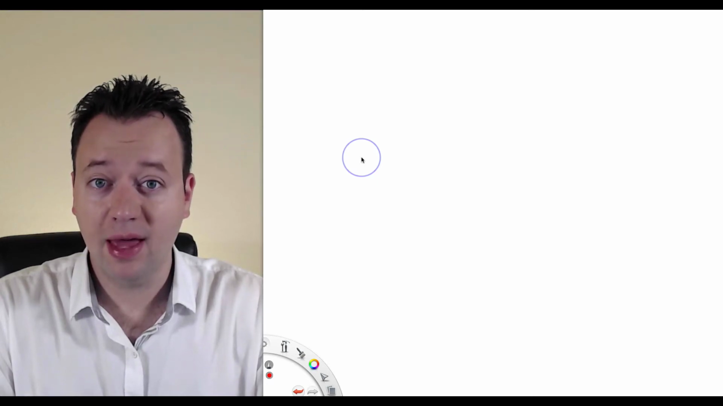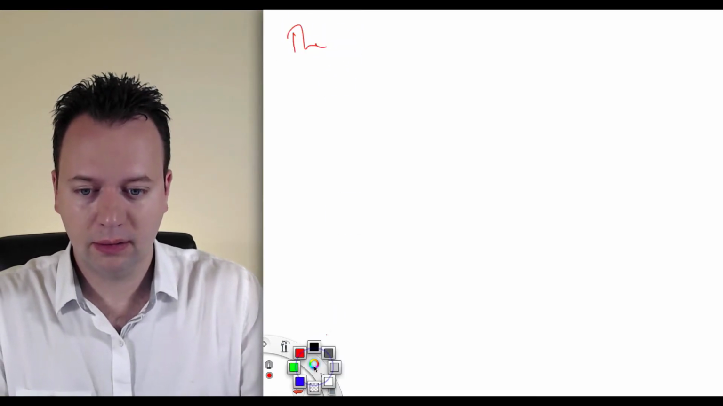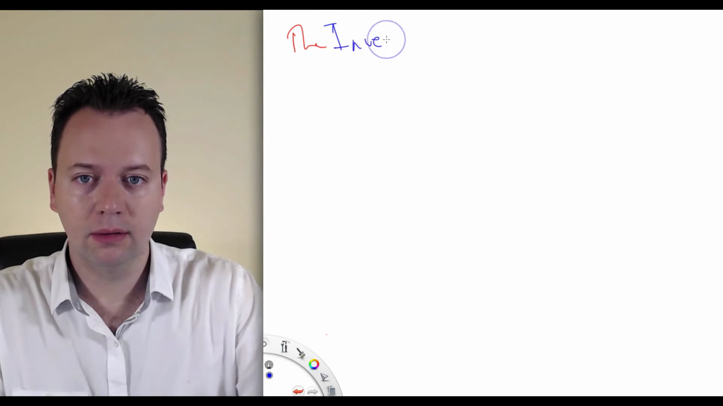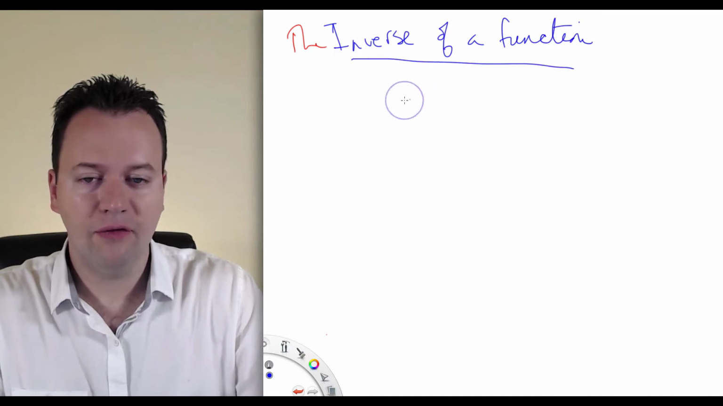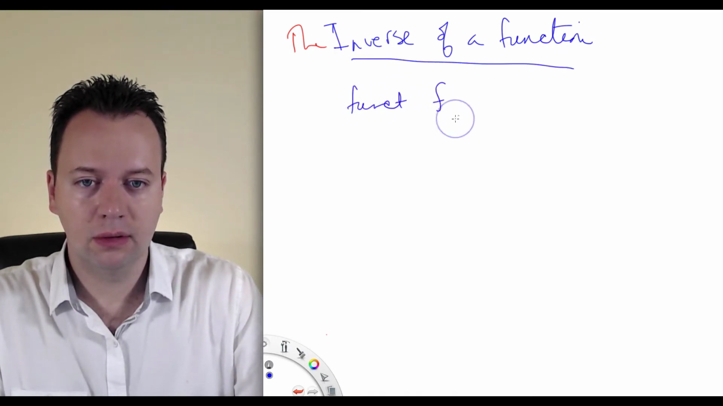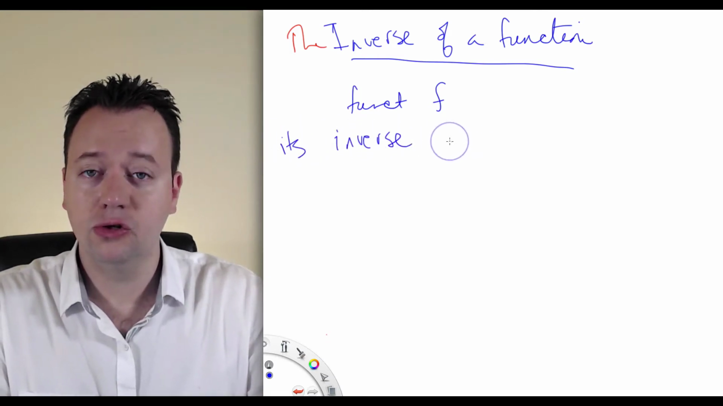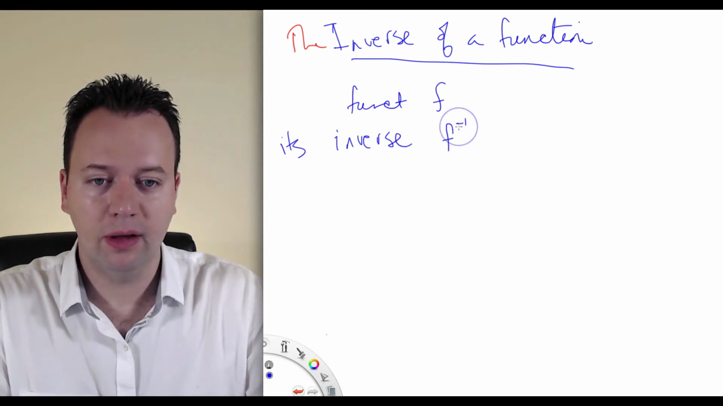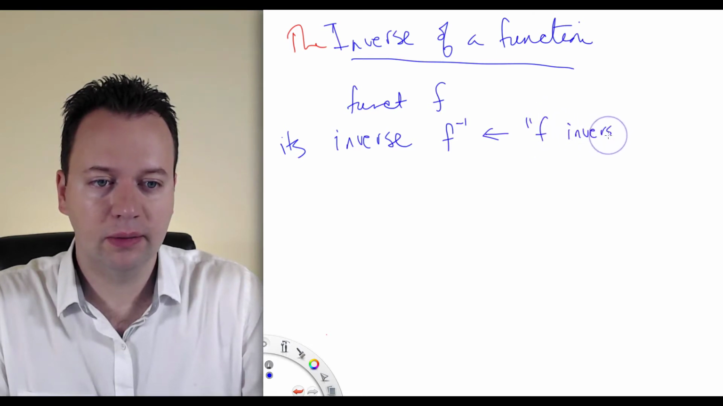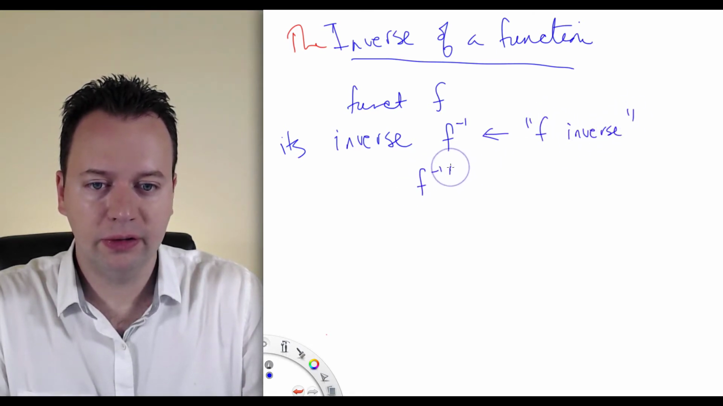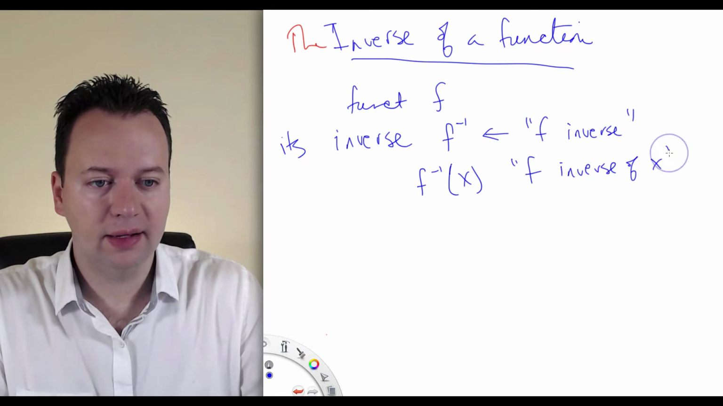Next, we examine the inverse of a function. So if we have a function f, its inverse is usually denoted by f with a superscript -1. This would be read f inverse, and f inverse of x is just literally f inverse of x.